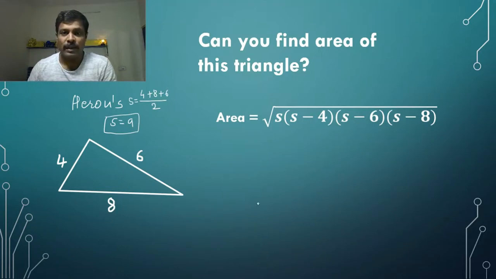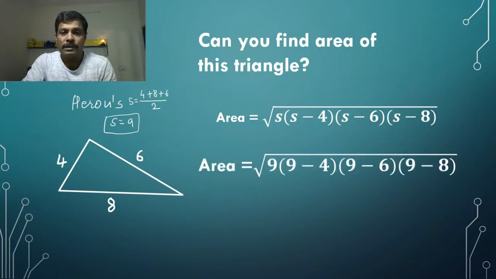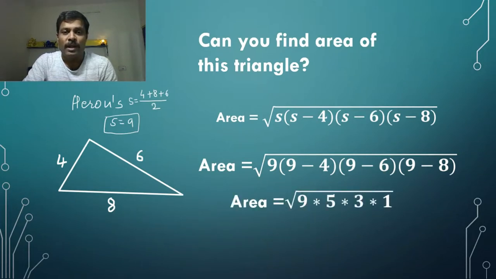So your sides are given, therefore we can write S, the value of S is 9, therefore it is equal to square root 9 into 9 minus 4 into 9 minus 6 into 9 minus 8. And after simplification, we are getting under root 9 into 5 into 3 into 1. We can easily find out the square root of 9, and its square root is 3, and therefore our required answer is 3 under root 15, or we can say that 3 under root 5 into 3 square units. This is the area of this triangle.